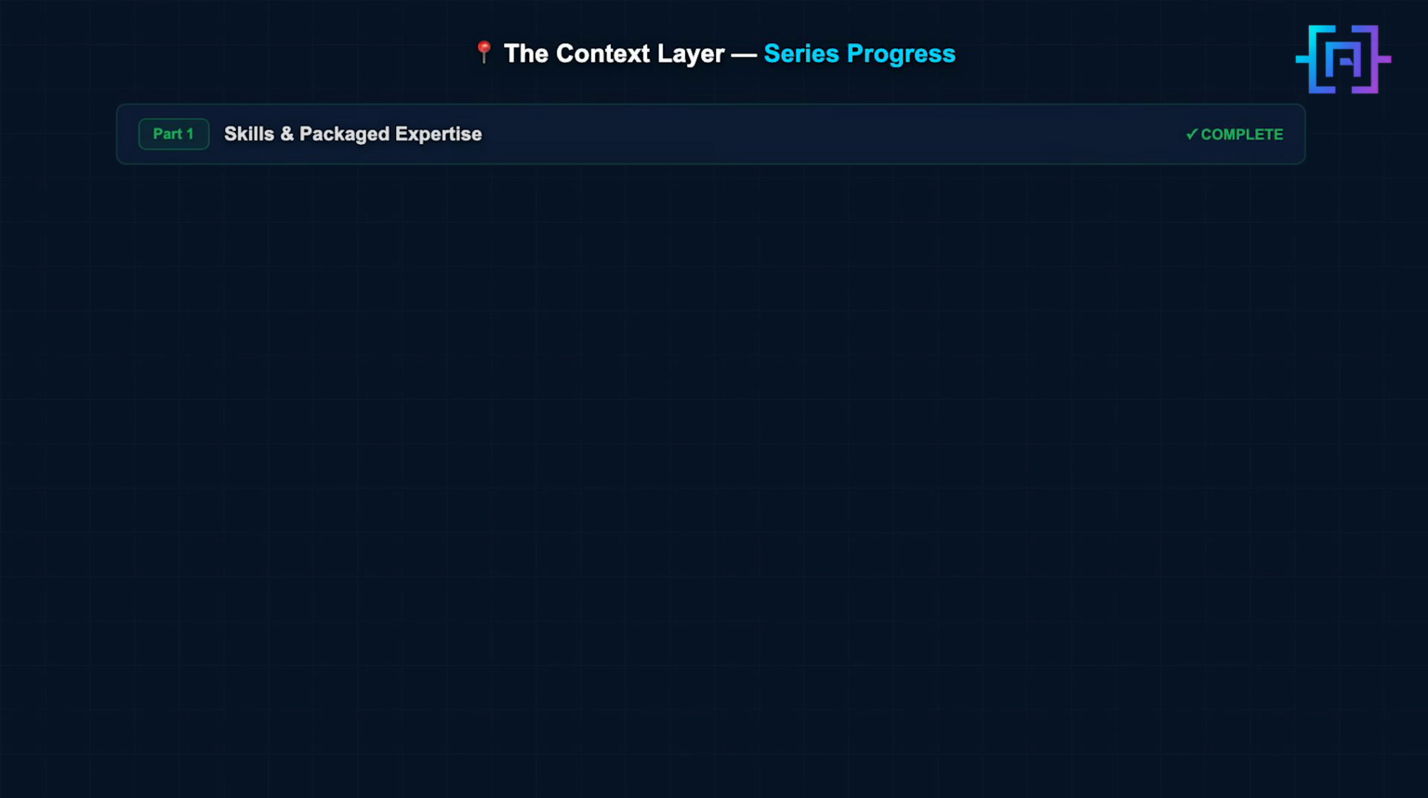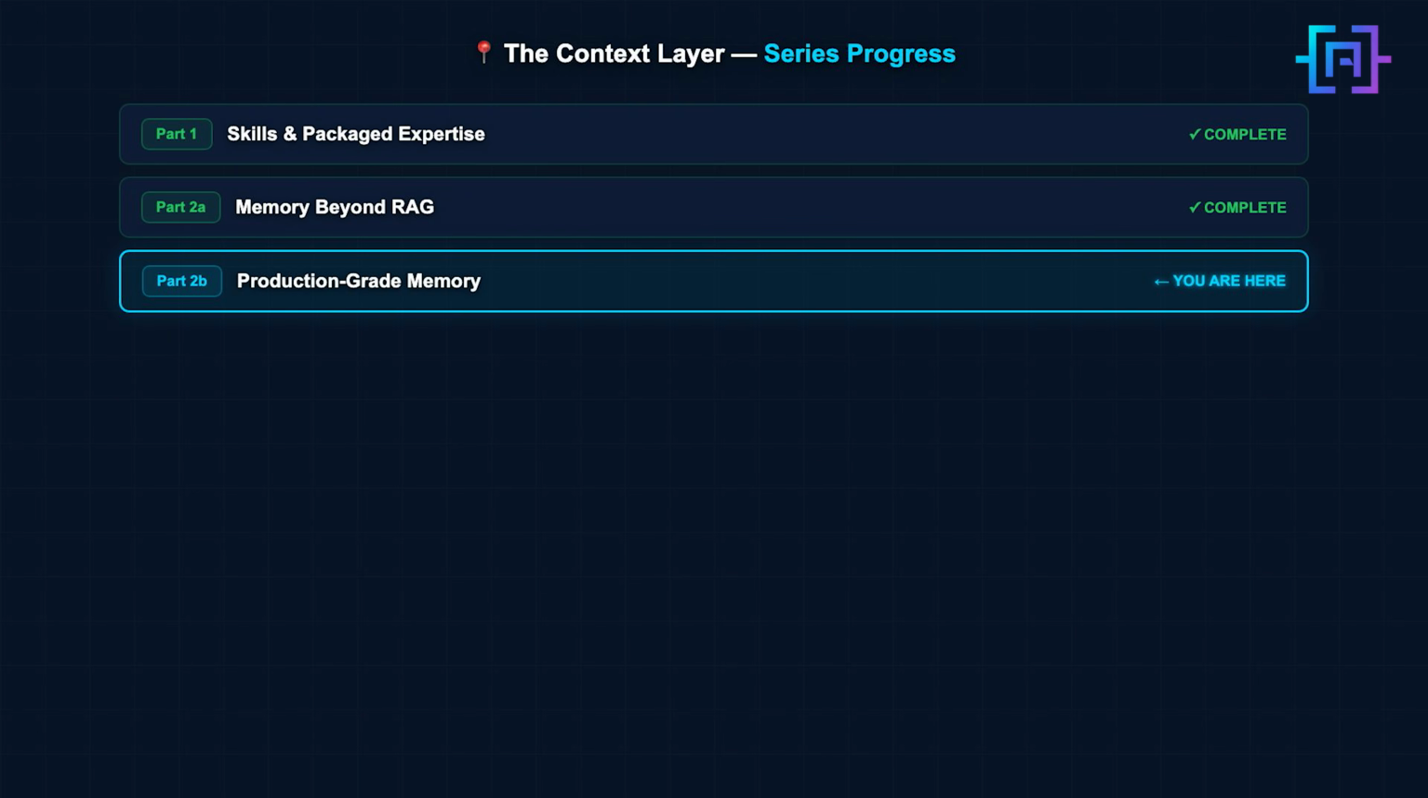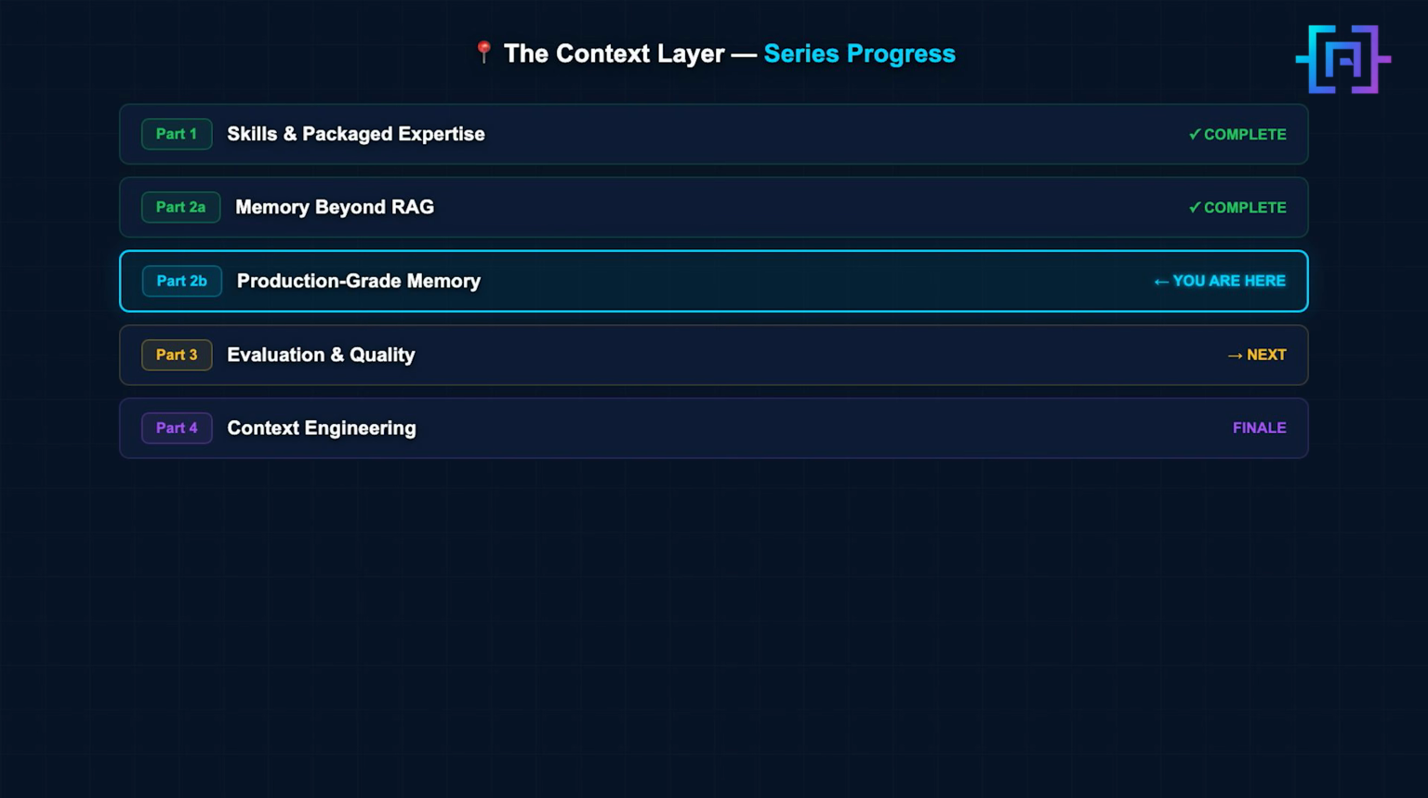Part 3 is about evaluation. How do you know your agent is actually working? Not vibes, not it seems fine, but systematic evaluation. Because you can have perfect skills and perfect memory, but if you can't measure quality, you are flying blind.